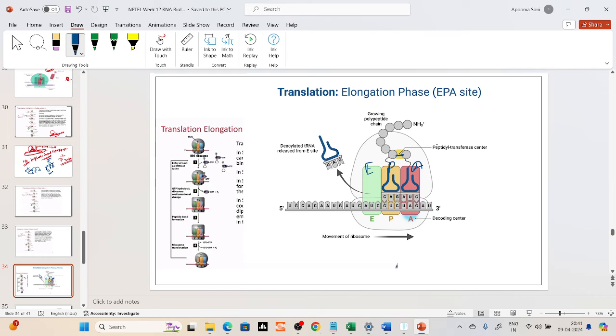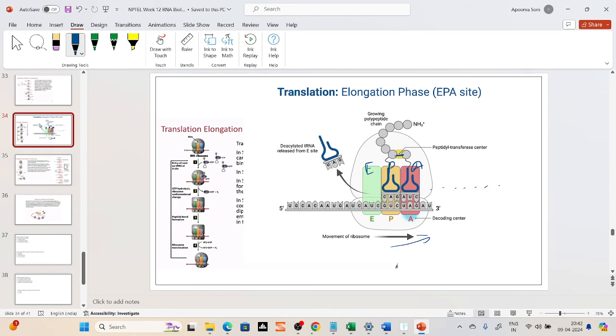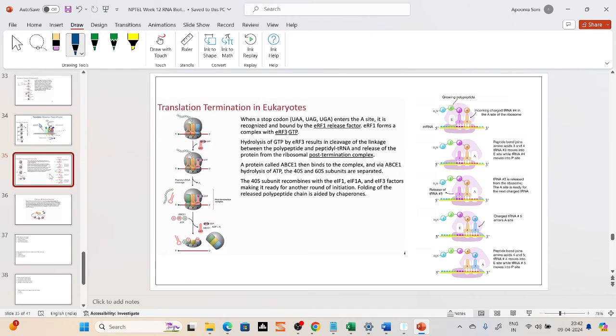And like this, the ribosome will keep on moving. It will move like this. Actually, the ribosome is moving, not the mRNA. So this is what you have to understand. This is your elongation. And then comes your termination. What happens in termination?